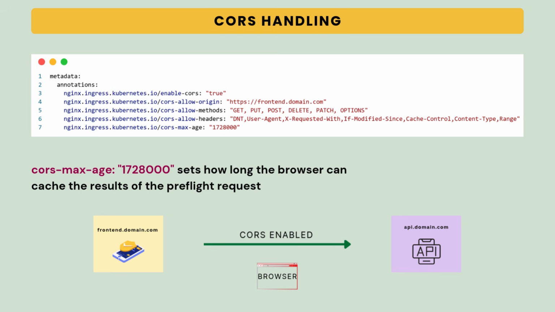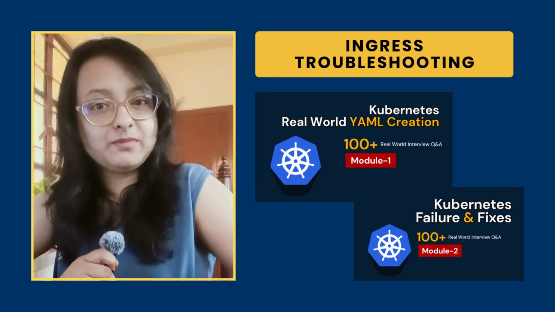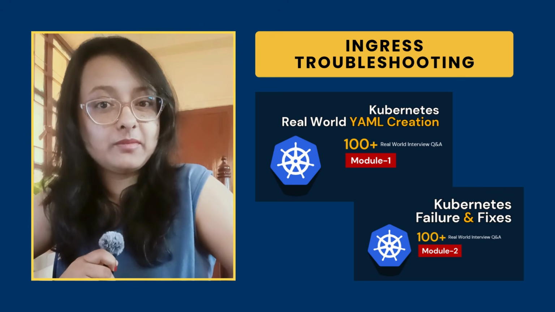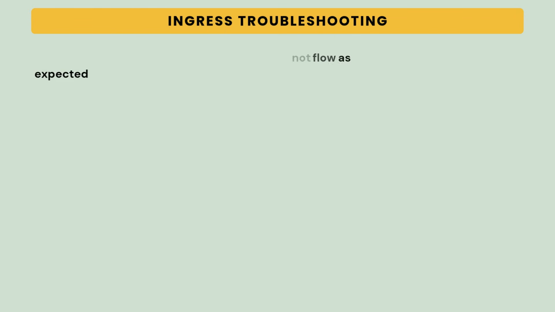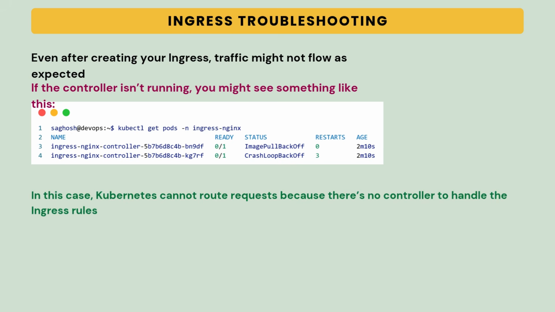keeping your requests secure. So we are going to discuss multiple failures and fixes in our daily module as well. But in this video also, let's discuss the top 5 common issues for Ingress. The first one: suppose even after creating your Ingress, traffic might not flow as expected. One common reason is that the NGINX Ingress controller might not be installed or running properly. In this case, Kubernetes cannot route requests because there's no controller to handle the Ingress rules.